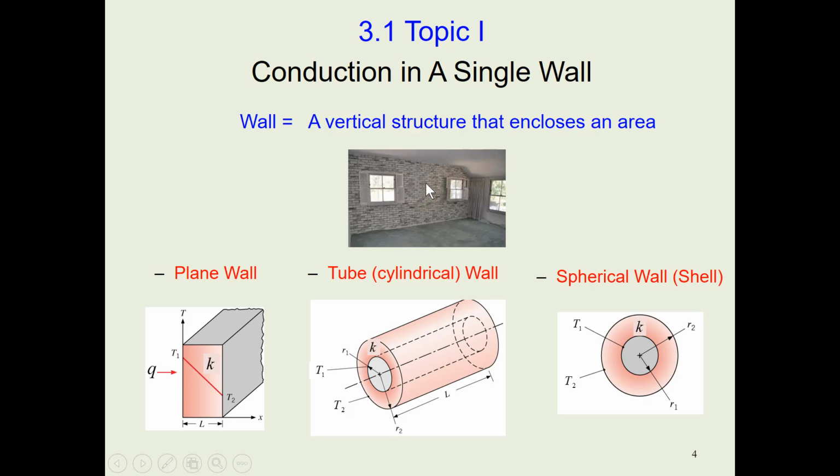A wall is a vertical structure that encloses an area. In heat transfer, if the geometry is rectangular, it is defined as a plane wall. If the geometry is cylindrical, it is defined as a tube wall or cylindrical wall. If the geometry is spherical, it is defined as a spherical wall or spherical shell.